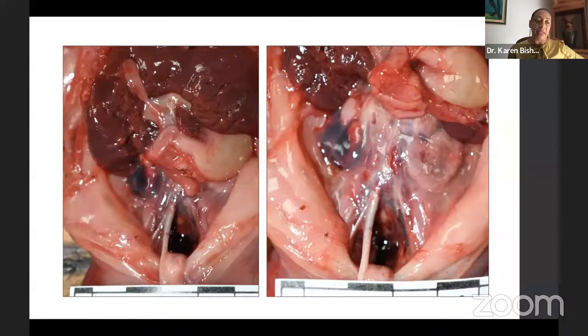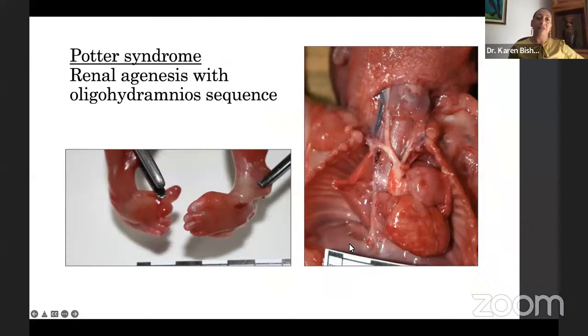Okay, so this is a case of, well, along with this were features of oligohydramnios sequence. Very striking facial features. I opted not to share those, but the beak nose, retromicrognathia, low-set posteriorly rotated ears, and the feet show marked talipes equinovarus deformity. And along with that oligohydramnios sequence is usually pulmonary hypoplasia.